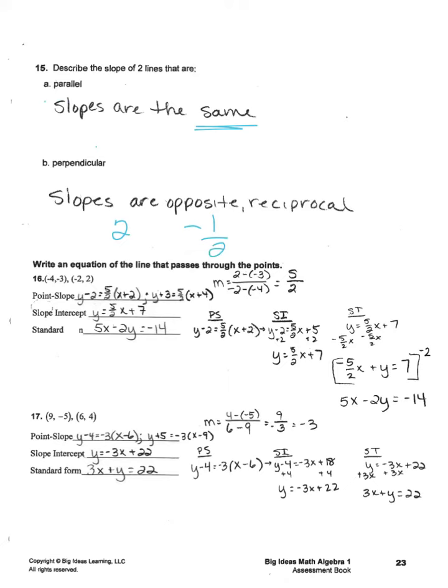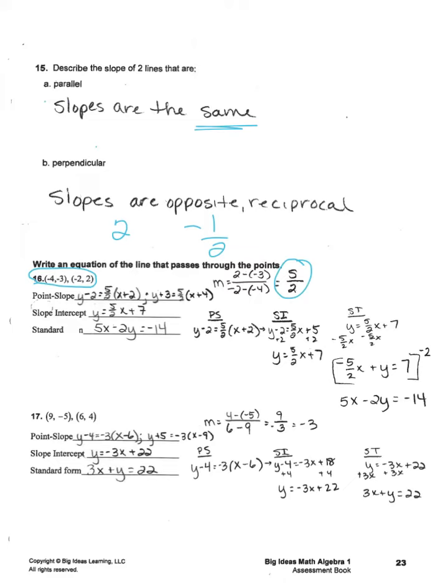This next piece is very important. When you're given 2 points and you're asked to find or write the equation in point slope, slope intercept, and standard, the first thing you do is you always take your 2 points and you find your slope. So here I took 2 minus negative 3, so y sub 2 minus y sub 1, get 5, over x sub 2 minus x sub 1, so negative 2 minus negative 4 to get 2. So in this problem, my slope is 5/2. Then you don't need those points again.